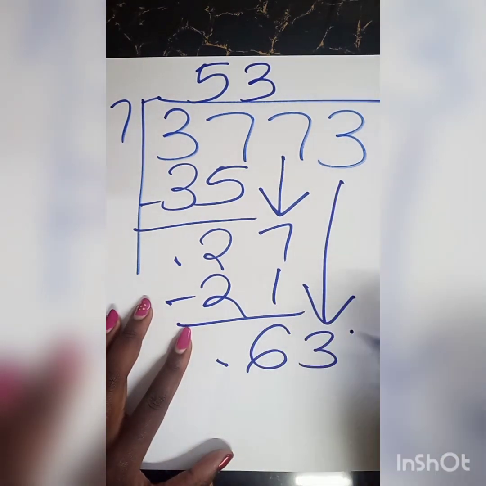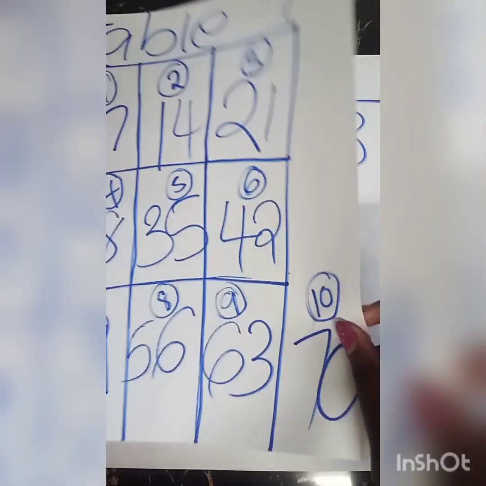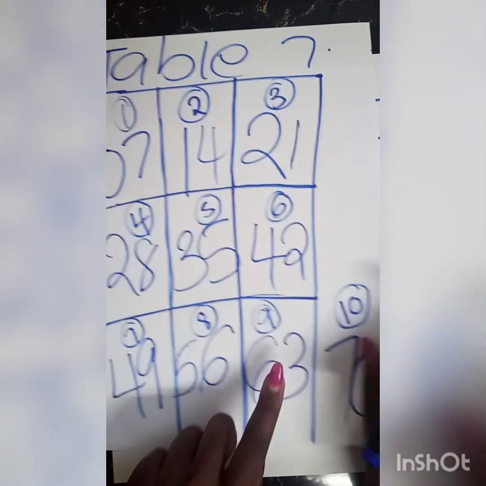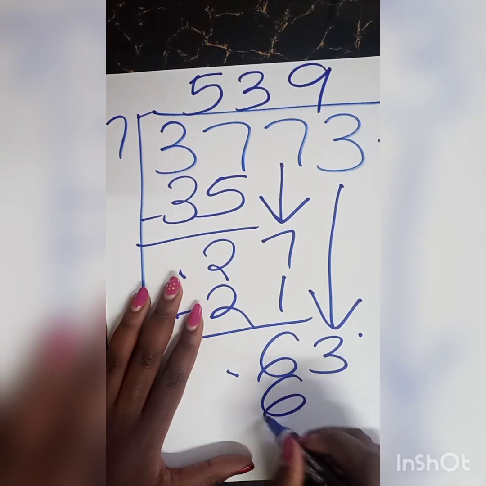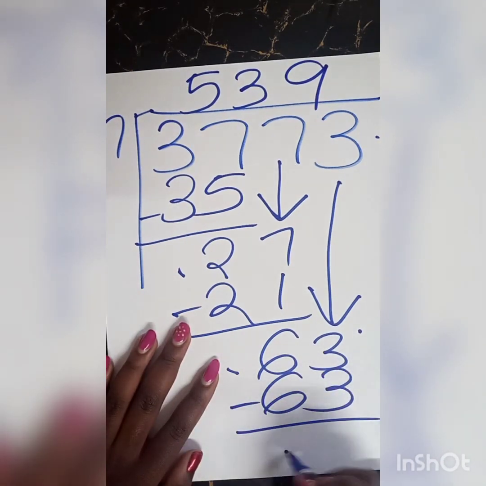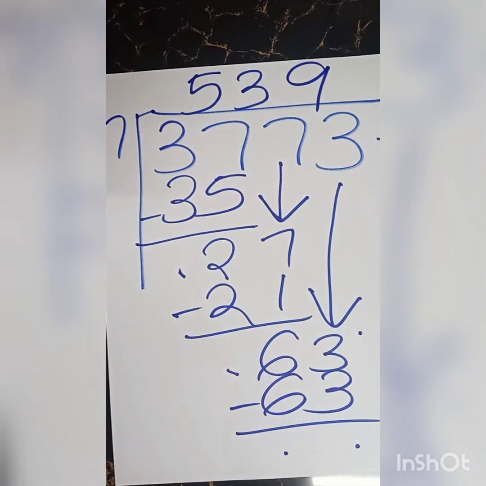Drop the 3. Where does 63 fall in table 7? 63 is here. So we'll write a 9 here because, as we've seen, 9 times 7 is 63. And 63 minus 63 is 0. Are we together? And that's it. The answer to that question is 539. That was quite easy, right?